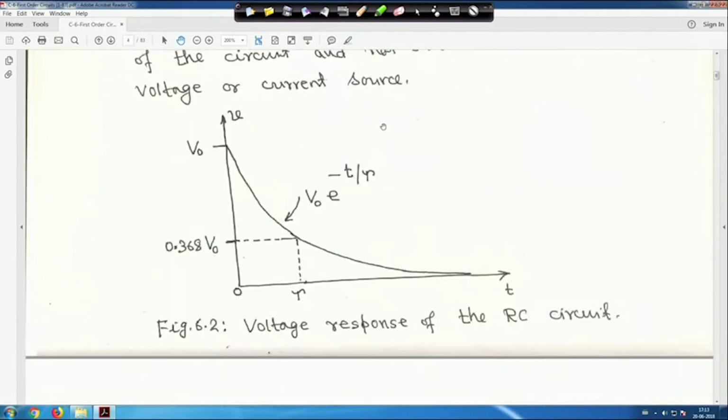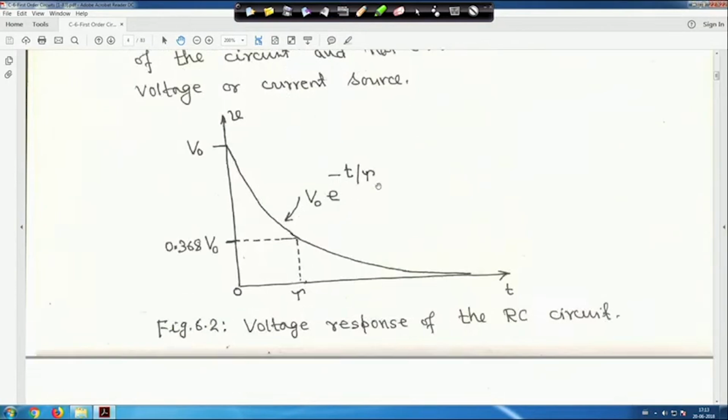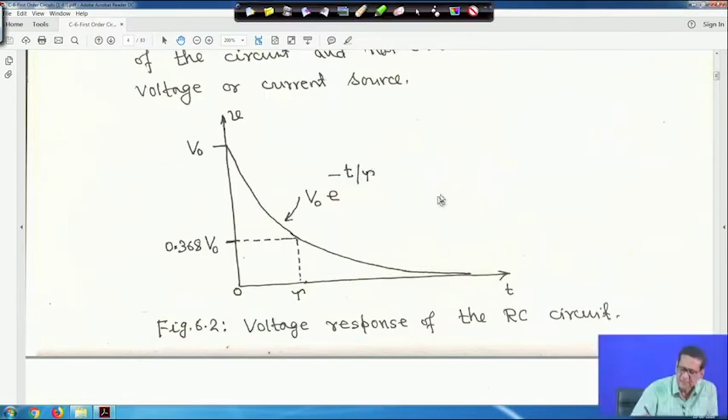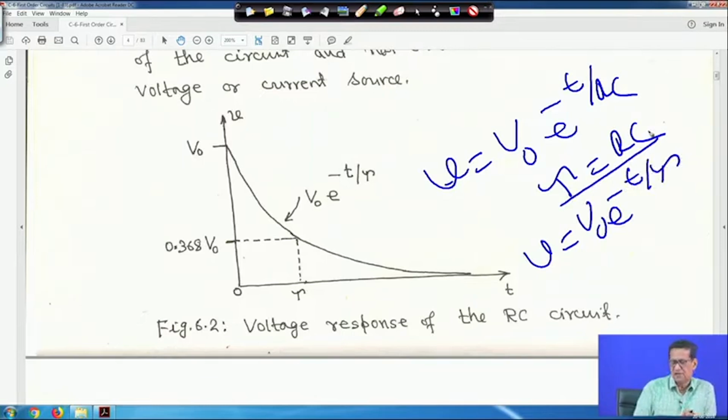So, now if we plot V equal to V 0 e to the power minus t upon tau, that is V equal to V 0 e to the power minus t upon R C. If we take tau equal to R C, then V is equal to V 0 e to the power minus t upon tau, where tau is equal to R C. Tau actually is called the time constant. We will see that. So, that is why this plot is V 0 e to the power minus t upon tau. Now, let me clear it.